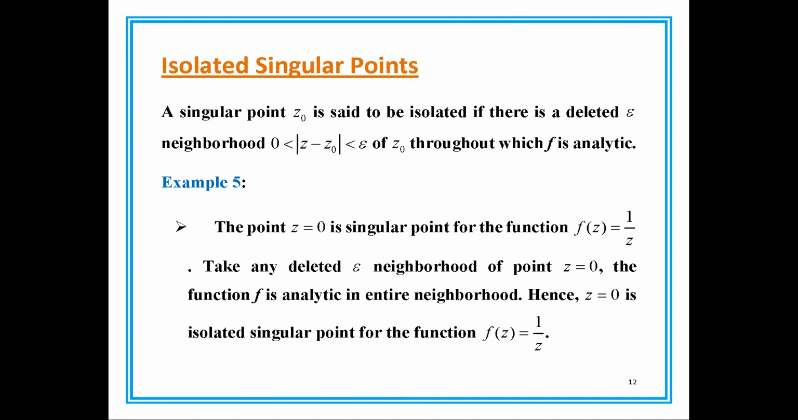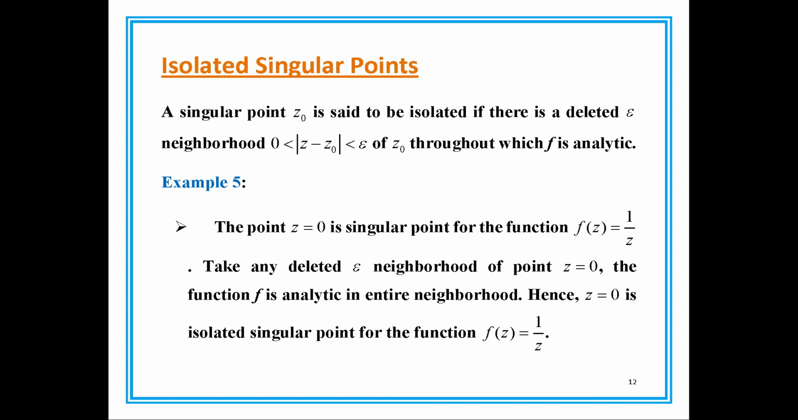Then I am in a position to define what an isolated singular point means. A singular point z0 is said to be isolated if there is a deleted epsilon neighborhood, say 0 less than modulus of z minus z0 less than epsilon of z0, throughout which f is analytic. That is, in the epsilon deleted neighborhood of z0, if the function remains analytic, then the singular point z0 is said to be an isolated singular point.